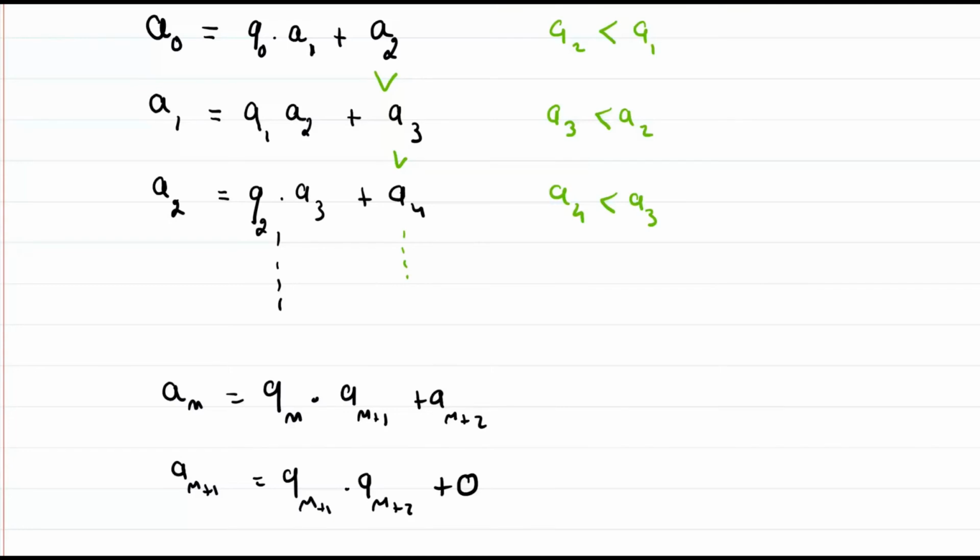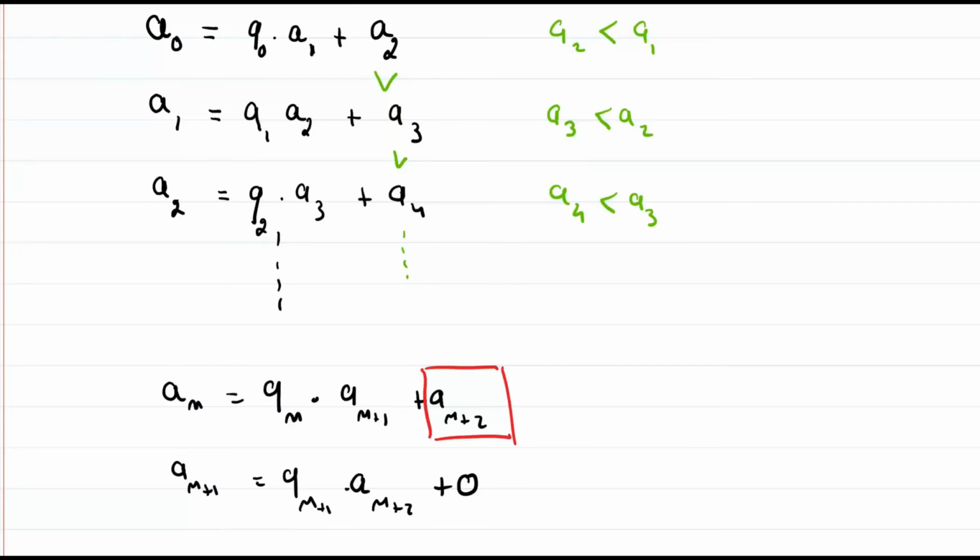So it has to stop. But as long as the a_n are not 0, I can continue. So if it stops, I must have a 0. So this is a_(n+2), I write it as q. Now I say that the last non-zero remainder, which is this one, is the greatest common divisor of the numbers a_0 and a_1, the numbers I started with. The last non-zero remainder. Why is this true?